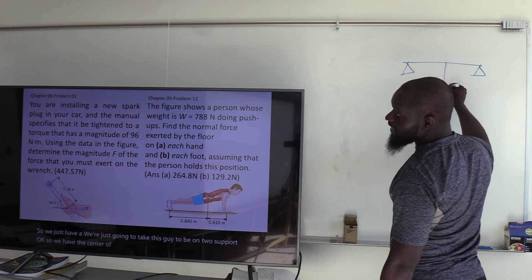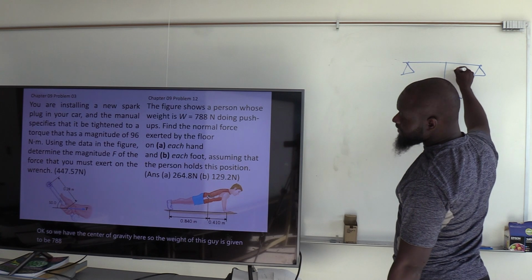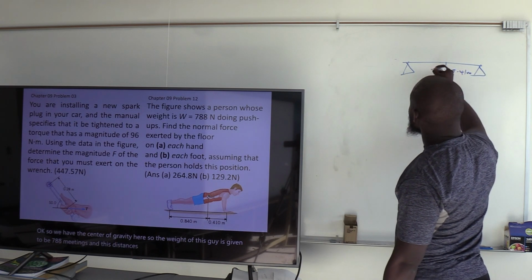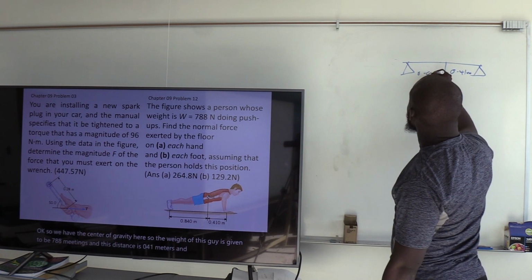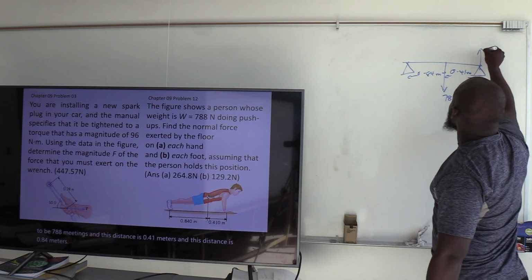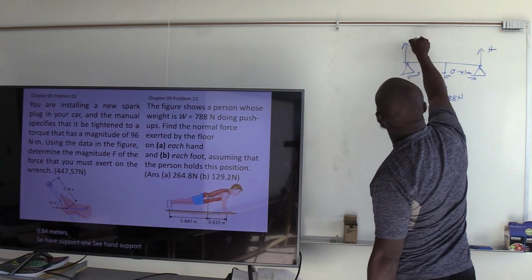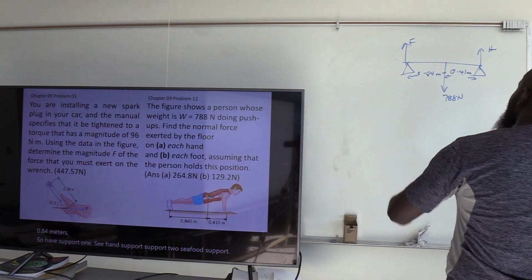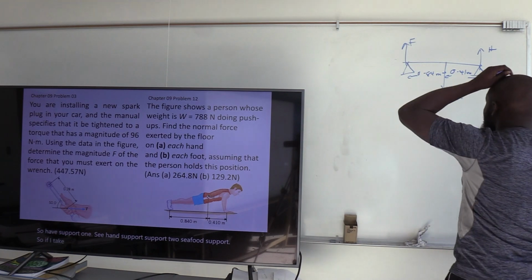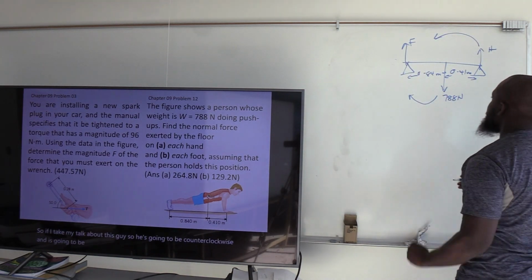So the weight of this guy is given to be 788 newtons. And this distance is 0.41 meters, and this distance is 0.84 meters. So I have support 1, say hand support, support 2, say foot support. So if I take my torque about this guy, this is going to be counterclockwise and this is going to be clockwise. I take the rest of the force there.